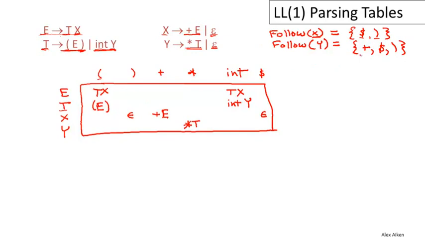And then similarly for the follow of Y, for the Y goes to epsilon production, there are three terminals in the follow of Y, and we should use Y goes to epsilon if they are the next thing in the input. So if we see a plus and we're trying to expand Y, we'll use Y goes to epsilon. If we see a close paren and we're trying to expand Y, we'll use Y goes to epsilon. And finally, if we're completely out of input and we still have a Y left over, we'll use Y goes to epsilon. And that is the complete parsing table.